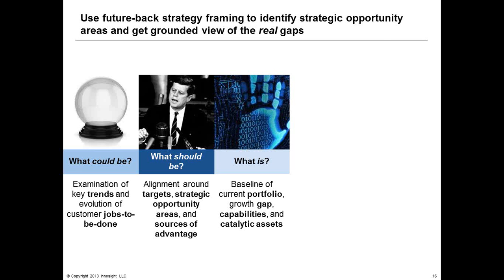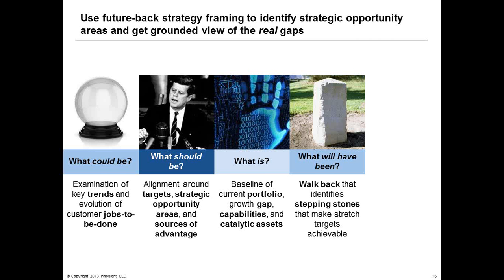You then go all the way back to the present. After you've said, this is what we want our future to be, you're honest and grounded about today's reality. You understand what your innovation portfolio is. You really nail that gap between the present and the future. You understand your capabilities and what assets you might have that allow you to imagine this future. Then you think about what will have been. You walk back from the future to the present to try to understand the milestones or stepping stones along the way. If you've done this right, you have your Kennedy moment.